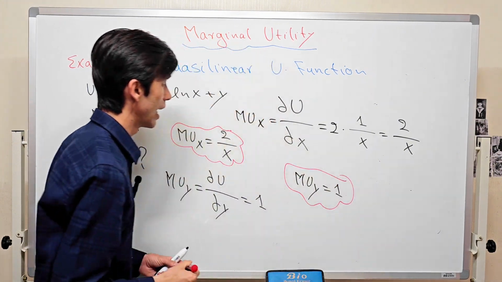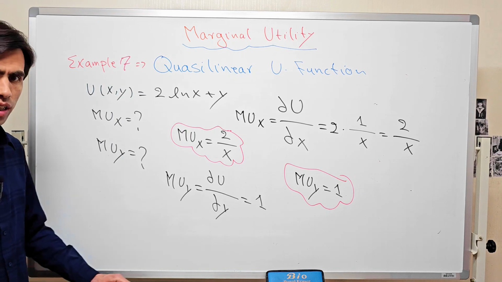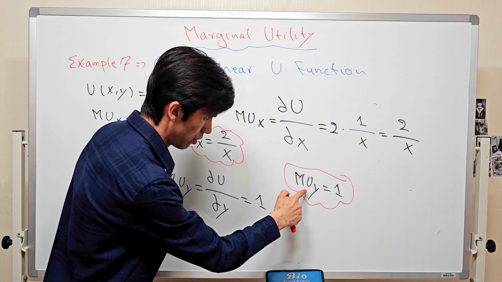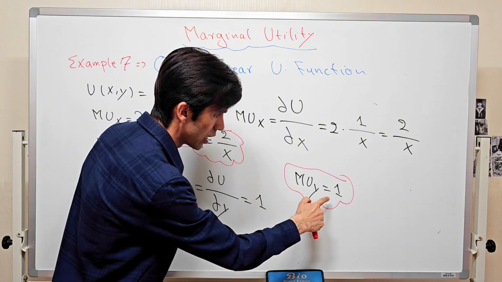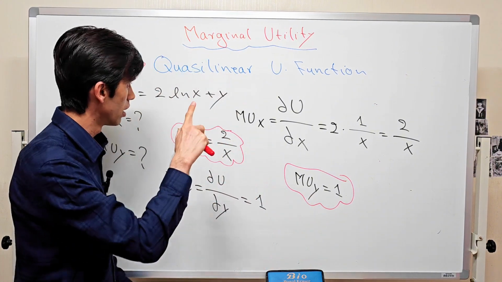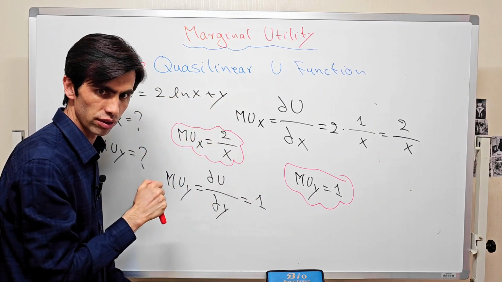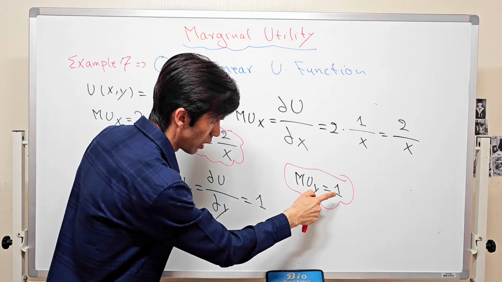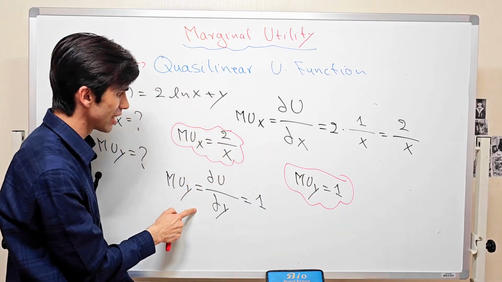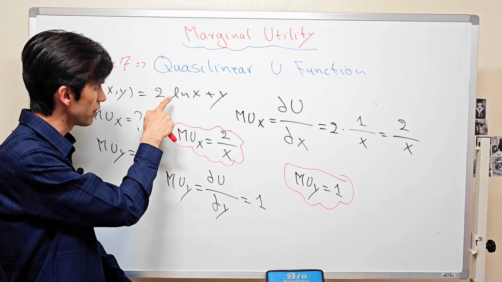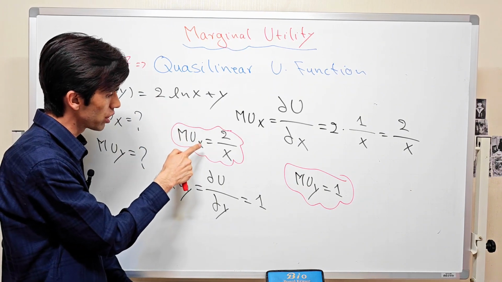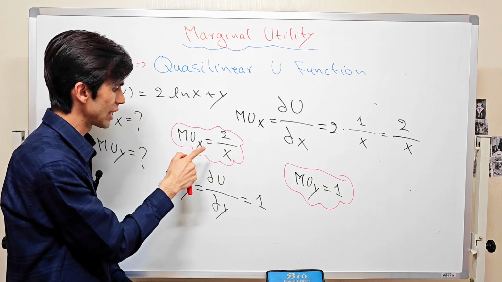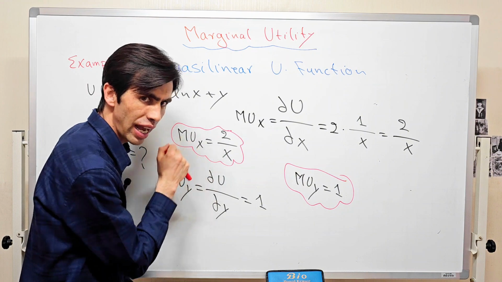As you see, in the case of a quasi-linear utility function, the marginal utility of the linear good is just fixed and equal to the coefficient of that linear good. The coefficient of y is just 1 here, so the marginal utility of y is 1. But in the case of the non-linear good, the marginal utility of that good is not fixed. It rather depends on how much of that good we already have.